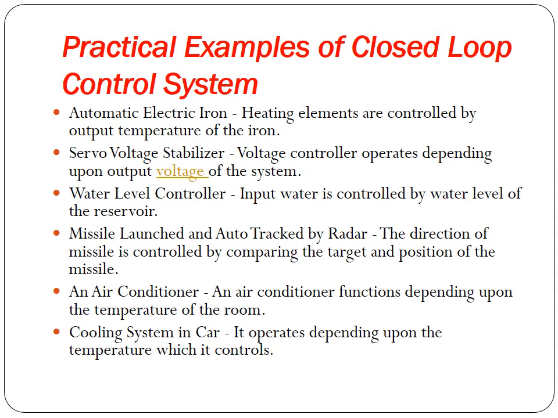Other more examples include the missiles launched and auto-tracked by radar. The direction of missile is controlled by bearing the target and the position of the missile. Another example is an air conditioner, whereby an air conditioner functions depending upon the temperature of the room. Another example is the cooling system in a car or in a vehicle. It operates depending upon the temperature which it controls.